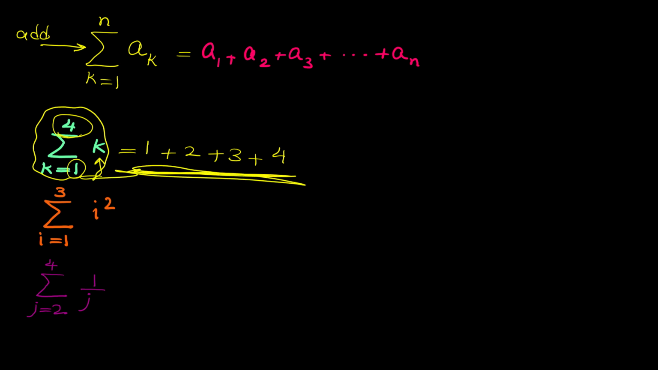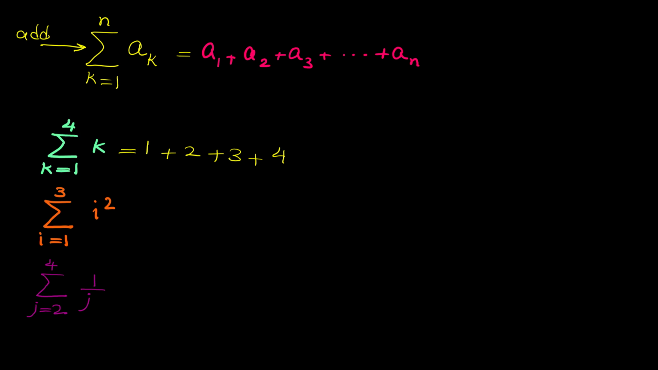So this notation shows exactly this sum. Sigma k from 1 to 4, so basically we have 4 terms, and those terms are 1, 2, 3, 4. What is this sum? 1 plus 2 plus 3 plus 4 is 10. So the sum is 10.